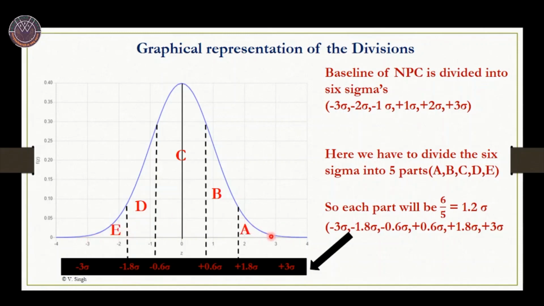So we have got all our 5 subgroups A, B, C, D, E. A is the highest subgroup, the persons scoring the highest marks, and E is the subgroup of persons scoring the lowest marks. So this is our division into 5 subgroups.